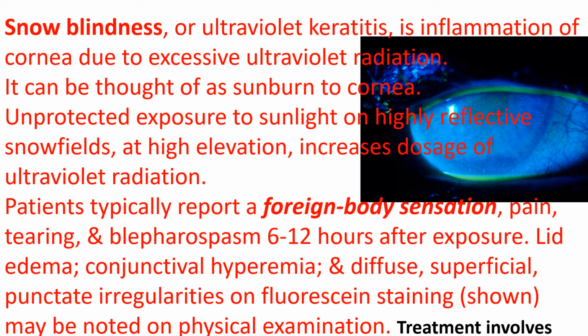Snow blindness or ultraviolet keratitis is inflammation of cornea due to excessive ultraviolet radiation. It can be thought of as sunburn to cornea. Unprotected exposure to sunlight on highly reflective snowfields at high elevation increases dosage of ultraviolet radiation.